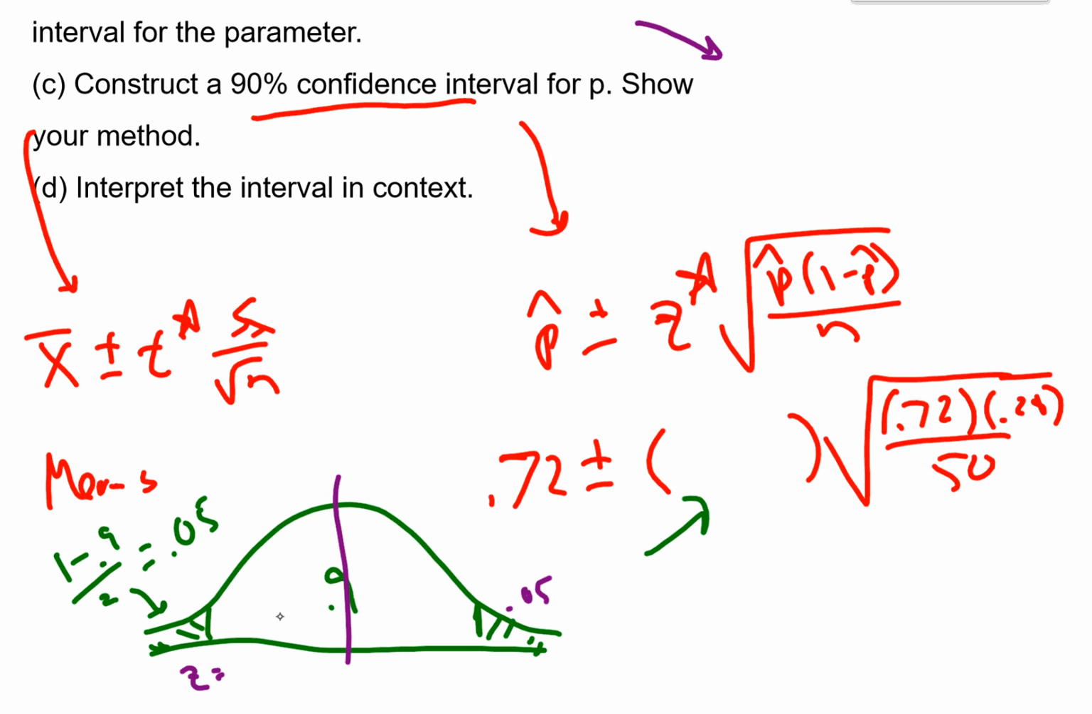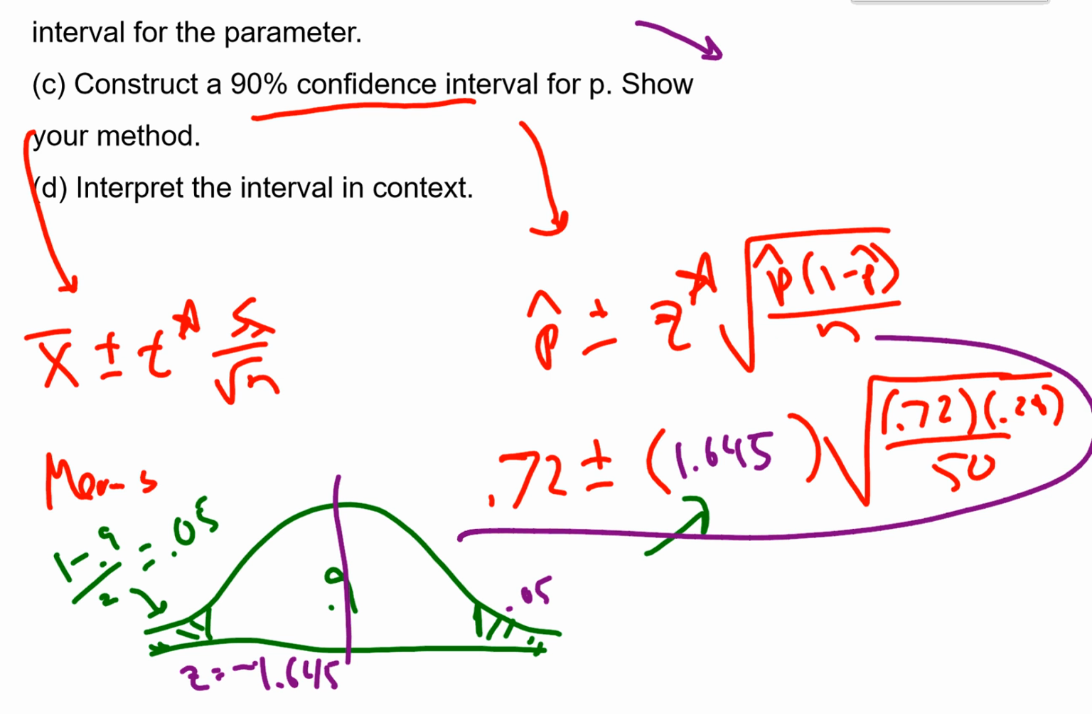You can use inverse norm if you like, or you can use the z-table backwards, look for the area of 0.05 in the table and ask yourself what z-score goes with it. If you do that, you will get negative 1.645. We'll put the positive version of that here. And there you go. So this thing technically is your confidence interval. You have to do a little bit of computations.